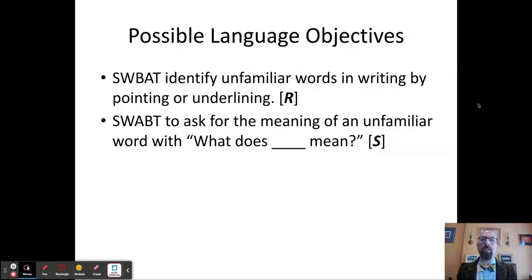So possible language objectives, with this being kindergarten, this is assuming that everyone would need to do this. Students will be able to identify unfamiliar words in writing by pointing or underlining. This one is annotated for R, reading. And then students will be able to ask for the meaning of an unfamiliar word with, what does blank mean? This is annotated for speaking because the students need to be able to speak this phrase. So there are two different ways using language that learners can achieve this content objective.